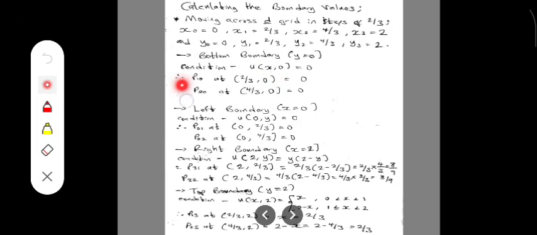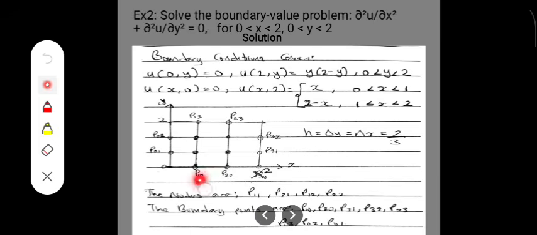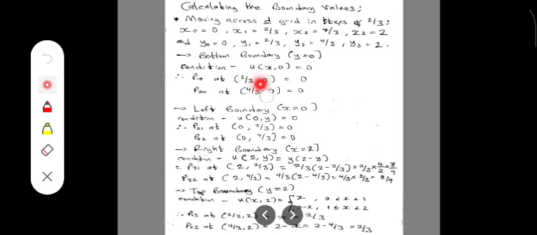Therefore, P10 at 2/3, 0, because P10 is located at position 2/3, 0. P20 is located at position 4/3, 0. So both of them are equal to 0 according to this condition that was given.